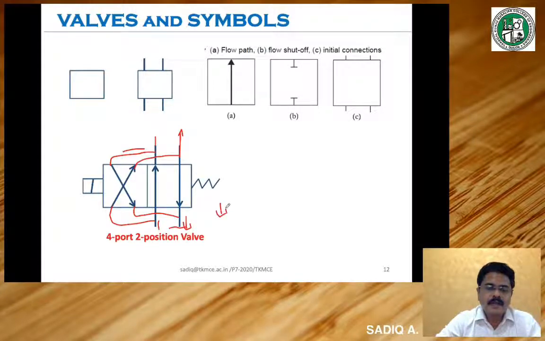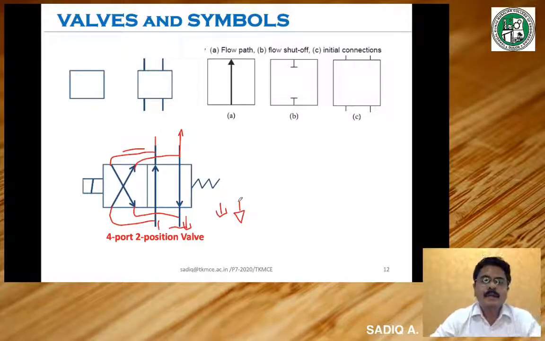For hydraulic liquids, reservoir is the position where the fluid will be collected. For pneumatic devices, reservoir is atmosphere itself. So instead of showing reservoir for a pneumatic circuit, we will show only the vent, the triangle and a line. So just by seeing the symbol, whether it is a triangle and a line or a reservoir, by understanding these symbols, you can understand whether it's a hydraulic circuit or a pneumatic circuit.